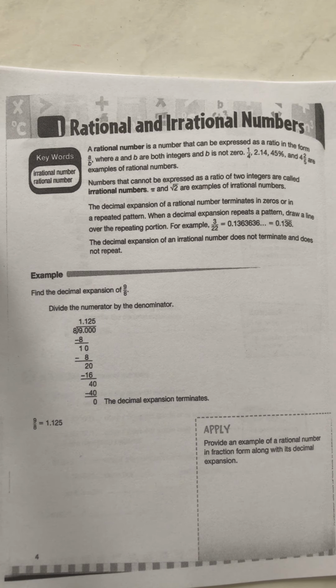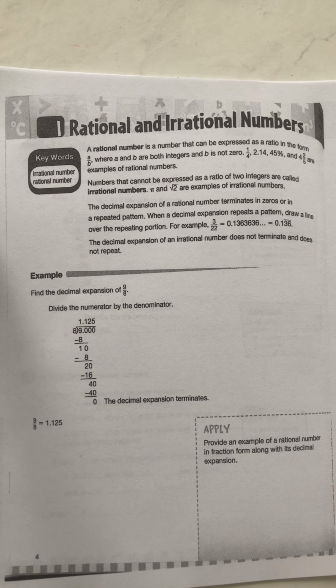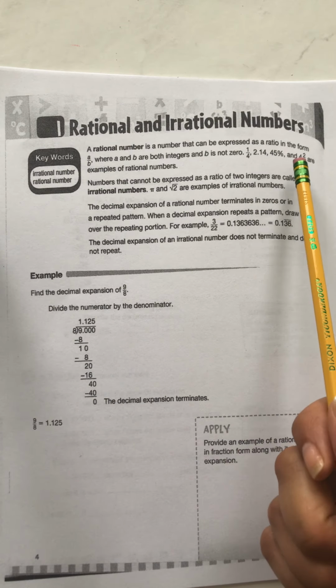We're going to talk about rational and irrational numbers, ordering such numbers, and then also talk about square roots and how to estimate non-perfect squares, how to figure out what the square root of a non-perfect square would be. So let's start with rational and irrational numbers.